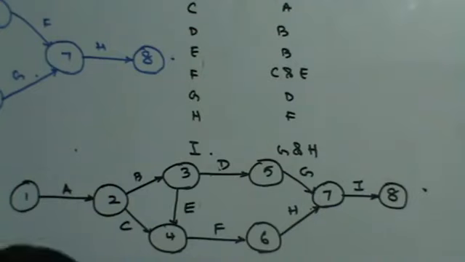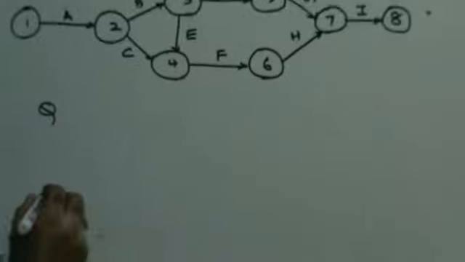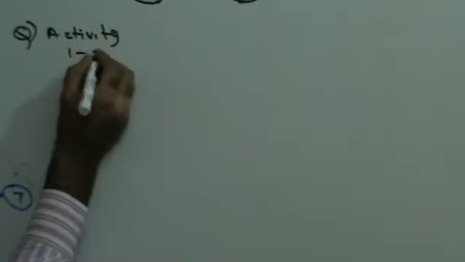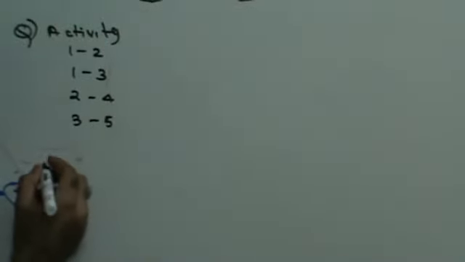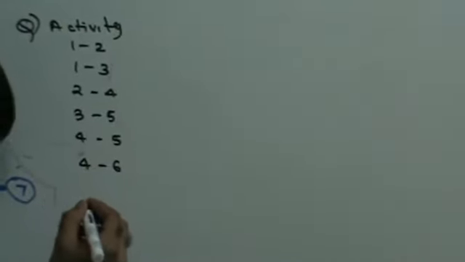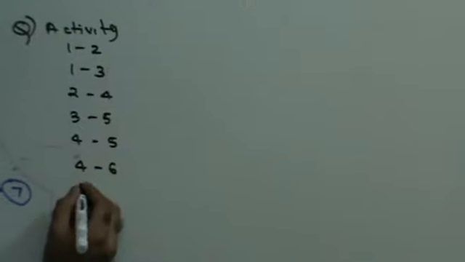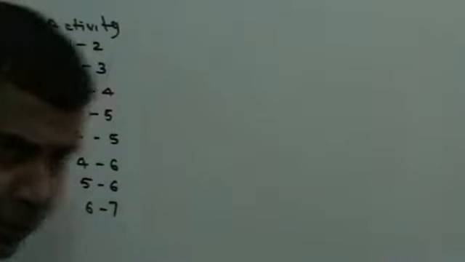Next, let's see another sum. Let's try to change the naming and see if you can get confused. Activity: 1 2, 1 3, 2 4, 3 5, 4 5, 4 6, 5 6, and 6 7, right? Here they have directly given you the events.